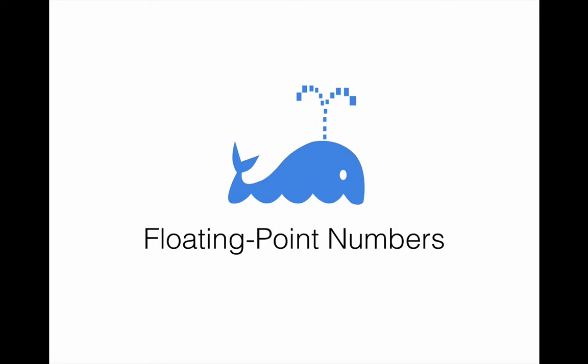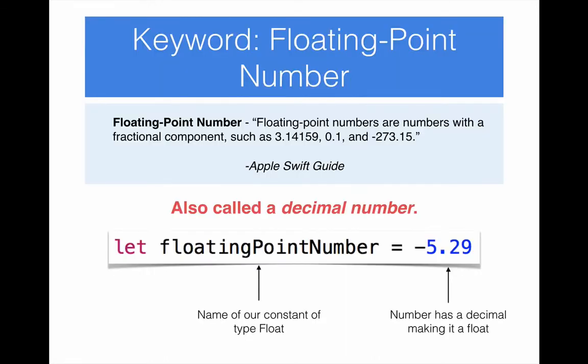Another incredibly important type is the floating point numbers. This is a little bit different from our integer in that a floating point number can have a fractional component. Basically, we can have a number with a decimal. And we see here that we can have both signed and unsigned numbers with decimals. In our example, we have negative 5.29, and we are storing this in the constant named floating point number.